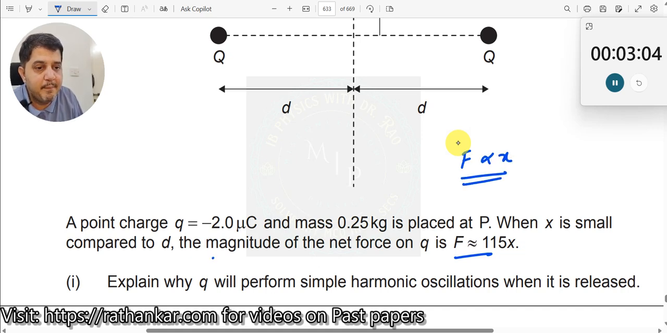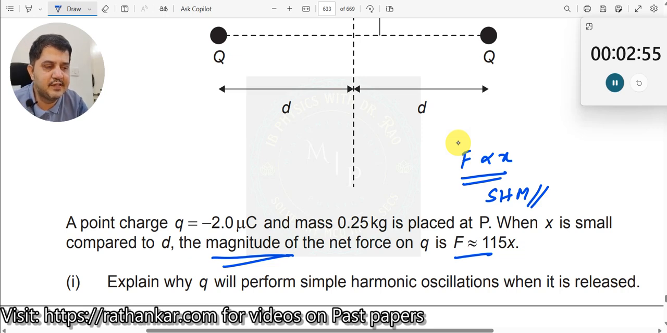It says magnitude, so no sign has been used, only so much over here. Which means what kind of force is this? This is SHM, right? You have studied this in SHM. F proportional to x, Hooke's law you can use. Acceleration proportional to displacement, force proportional to displacement. You can use this. Explain why Q will perform simple harmonic motion when it is released.